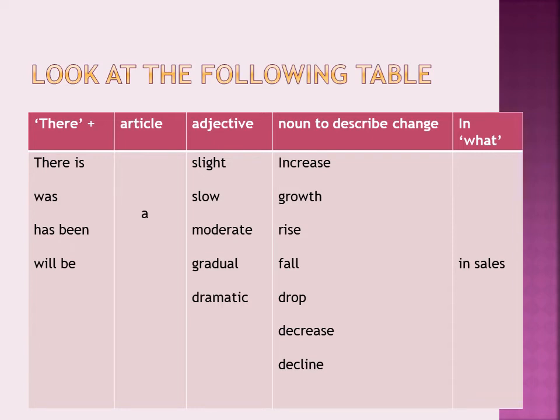And if the tense suggests that it is in the past, you are going to use was. And if it is in the present, you are going to use is or has been. An article, a; slight, adjective; noun, increase, growth, rise; sales, and in what? The subject, in sales. So you can create your own sentences. You can write different types of sentences using this table, and it will help you a lot.